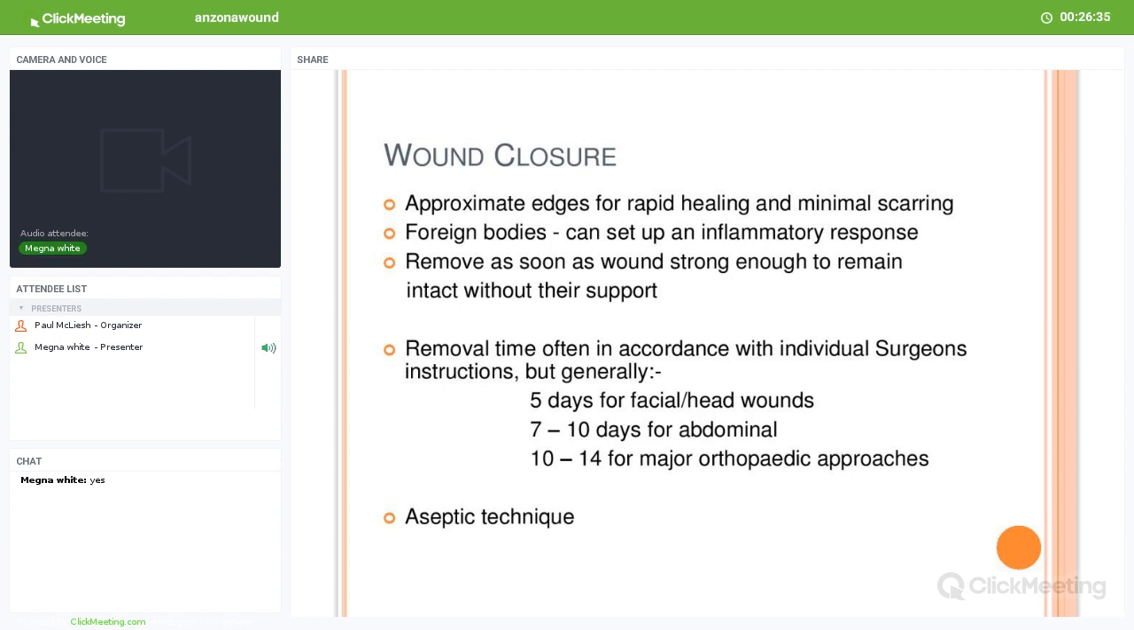Removal time generally is in accordance with individual surgeons, but usually you look at 5 days for facial or head wounds, 7 to 10 days for abdominal, and 10 to 14 for major orthopaedic approaches. Also maintaining that aseptic technique or a no-touch technique.